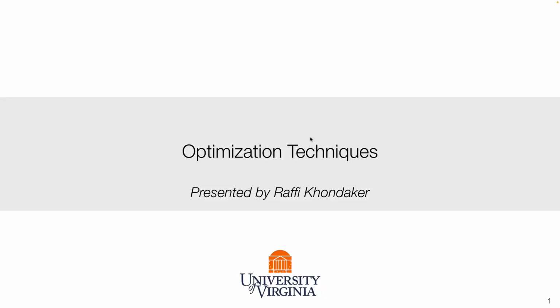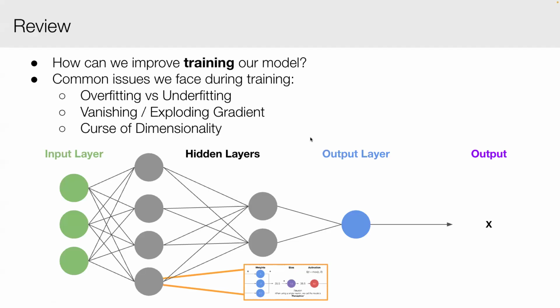So I figured I want to cover optimization techniques. These are just ways to improve the training of your neural network. And again, I'm not really covering any new fancy deep learning architecture. Hopefully some of this should be review, some of this should be new. So yeah, let's just get started.